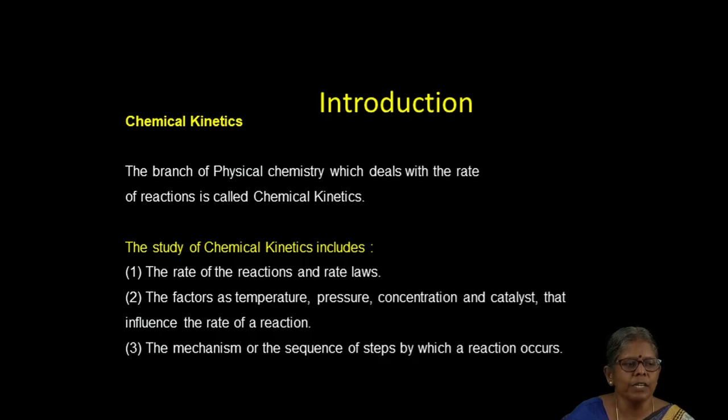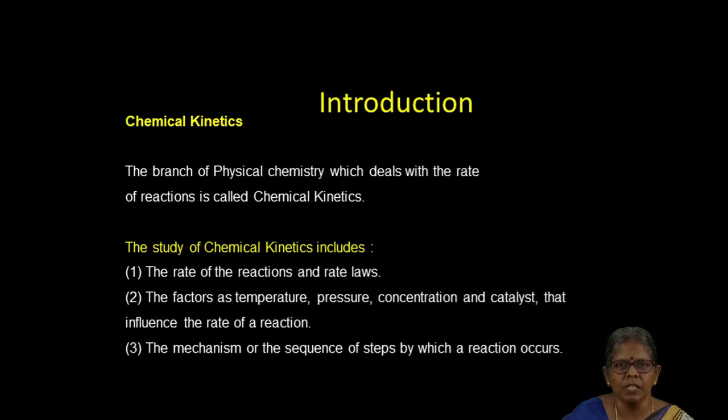The study of the speed of the reactions is called chemical kinetics. Chemical kinetics not only involves the study of the rate and the rate laws, but also the factors influencing the rate of a reaction, such as temperature, pressure, the concentration of the reactants or the products, and the catalysts. The mechanism involved also contributes to the study of chemical kinetics.